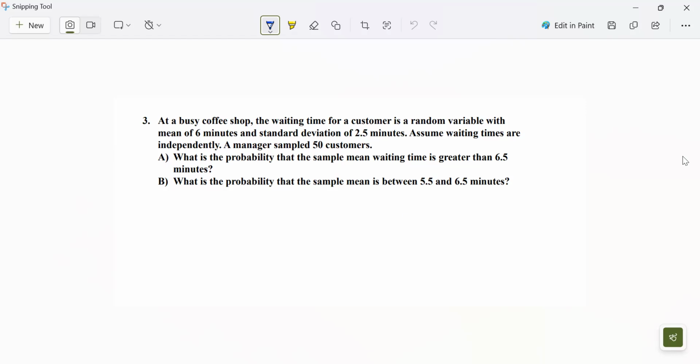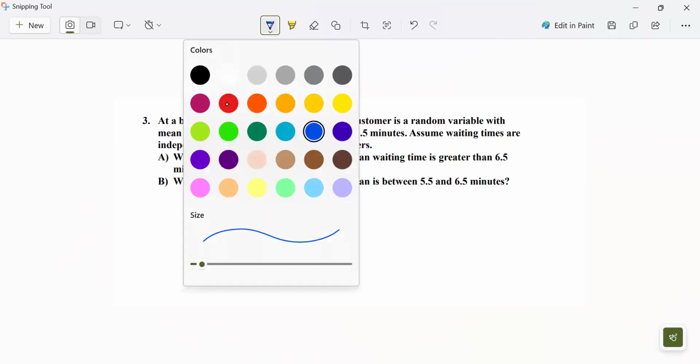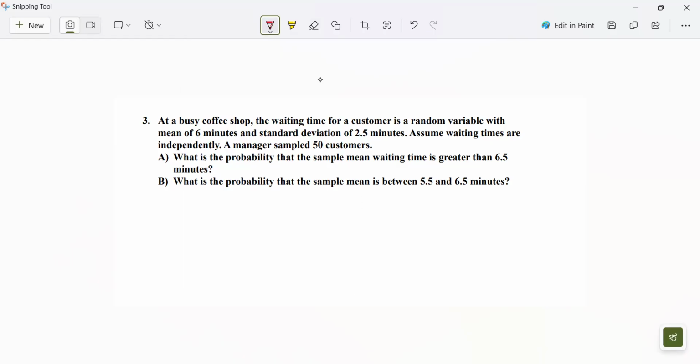So here, the sample size is 50. Although it's not specifically mentioned that the population is normally distributed, the sample size is larger than 30, and the sample is a simple random sample because it says it's independent. So the sample is a simple random sample. That means the central limit theorem applies.